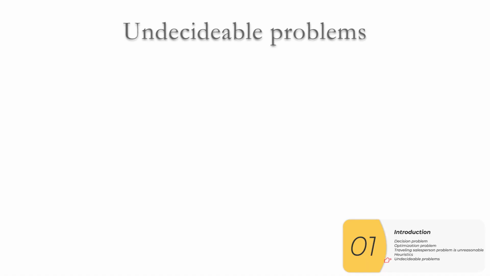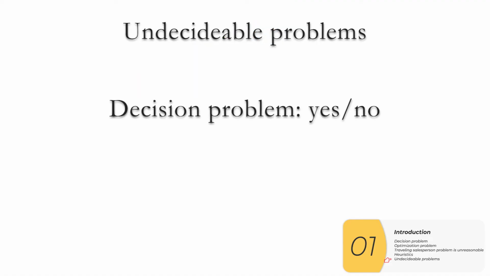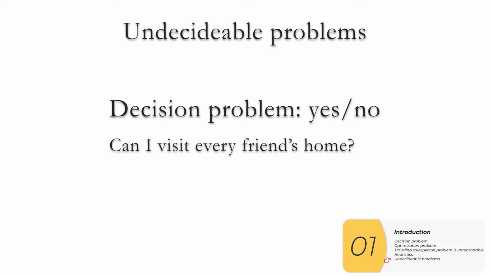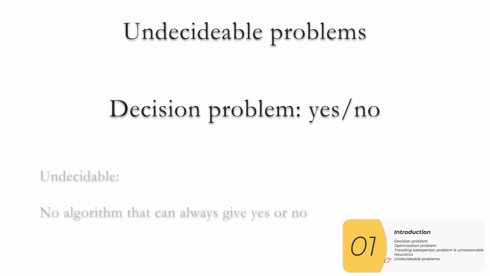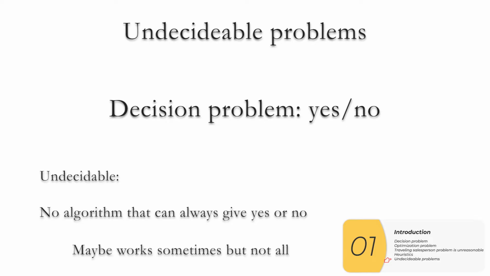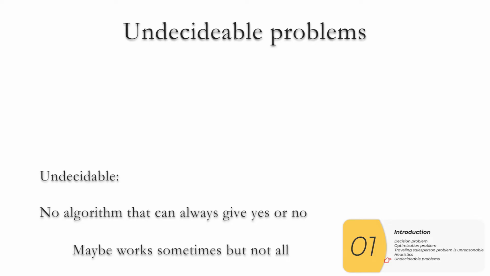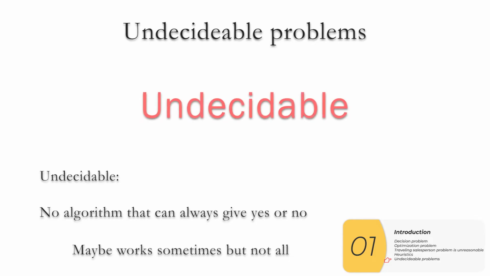The last thing I'm going to go over in this introduction is the word undecidable problems, which is a vocab word on the AP CSP exam. So you might remember from before, we had a decision problem, which means the answer is going to be either yes or no. And the question we asked was, can I visit every friend's home? Well, there are certain times that the problem is going to be undecidable, and that is when there is no algorithm that can give me a yes or no answer every time. Maybe it works sometimes, maybe it doesn't, but when this happens, we say the problem is undecidable. Again, you'll probably see one question or so on the AP CSP exam about this, and we'll give you some practice questions so you can recognize when that happens.